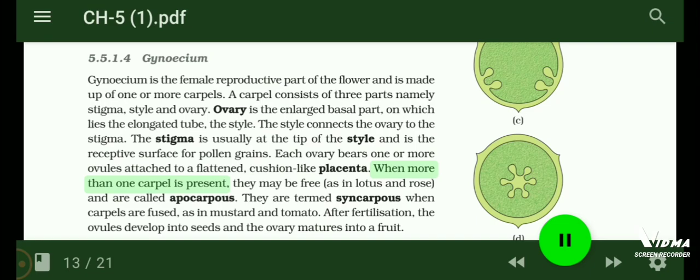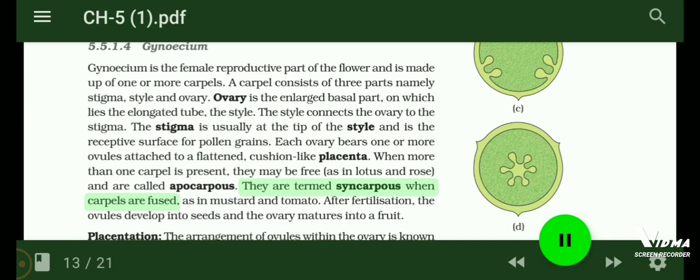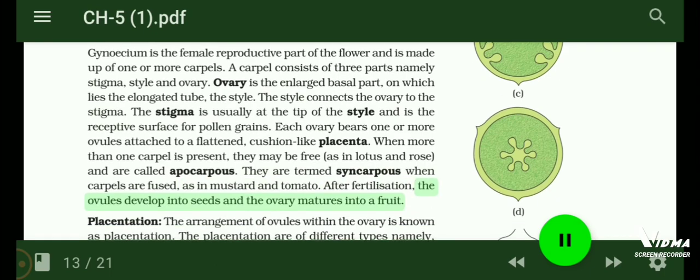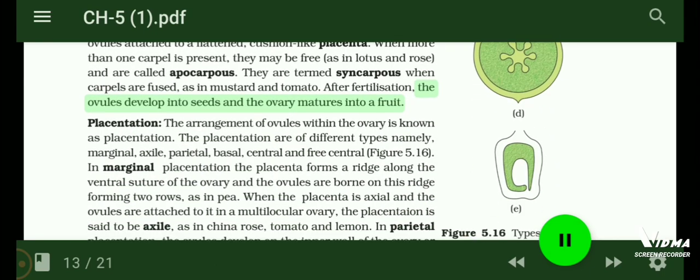When more than 1 carpel is present, they may be free, as in lotus and rose, and are called apocarpous. They are termed syncarpous when carpels are fused, as in mustard and tomato. After fertilization, the ovules develop into seeds and the ovary matures into a fruit. Placentation, the arrangement of ovules within the ovary, is known as placentation. The placentation are of different types, namely, marginal, axile, parietal, basal, central and free central.